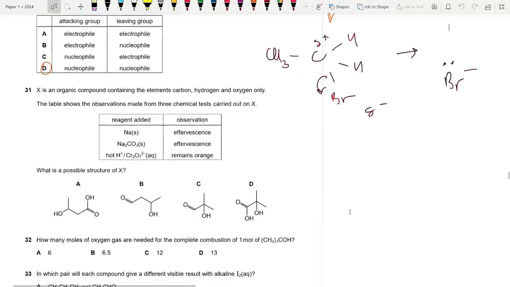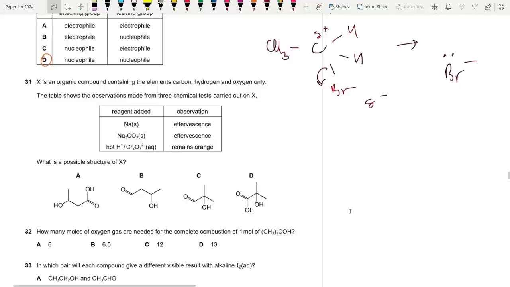Alright, so for 31, X is an organic compound containing the elements carbon, hydrogen, and oxygen only. The table shows the observations made from 3 chemical tests carried out on X. So essentially, it does react with sodium, so it's either an alcohol or carboxylic acid. It reacts with sodium carbonate, so clearly it's a carboxylic acid. And then it does not react with acidified potassium dichromate. So it cannot be oxidized, it remains orange, it does not change from orange to green.